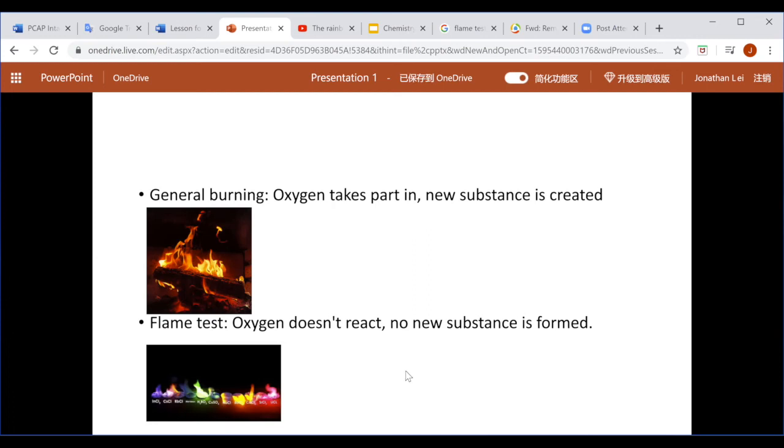Okay, so just to reiterate. In flame test, the flame is not the same as general burning. The flame is just a form for the metal ion to emit a color. So actually, there's no reaction happening there, and no substance is formed. So it's physical change. Okay, but this is very interesting. The flame test is very colorful.